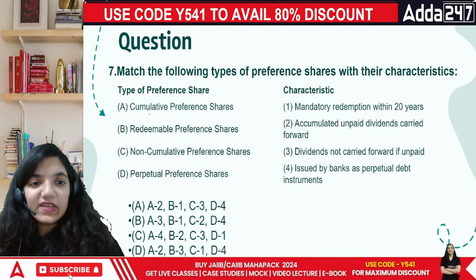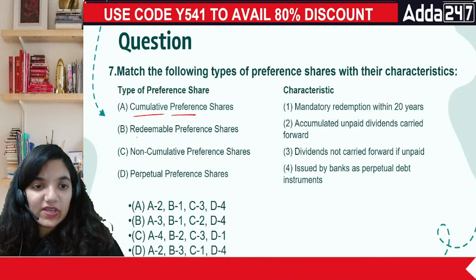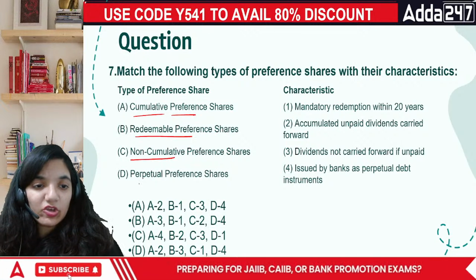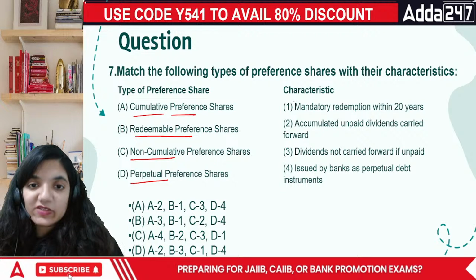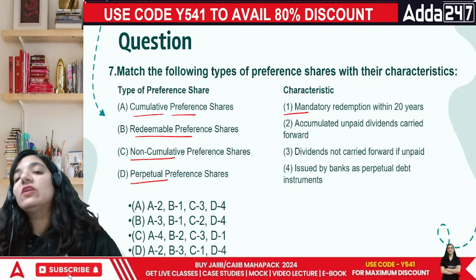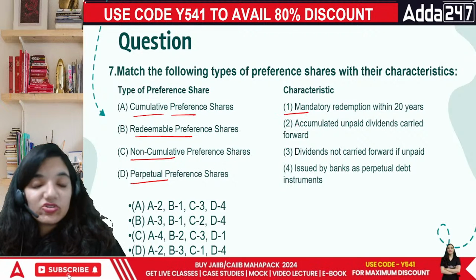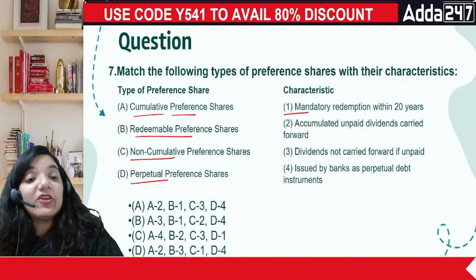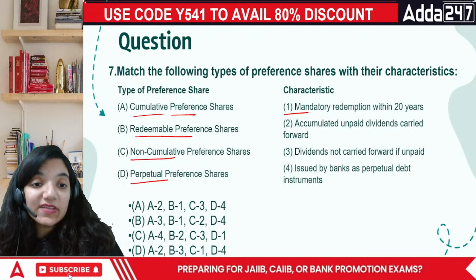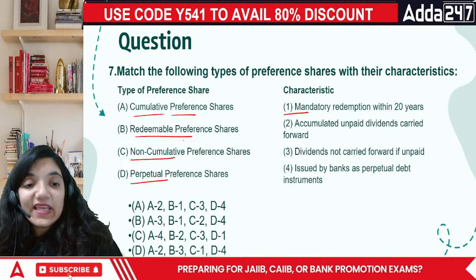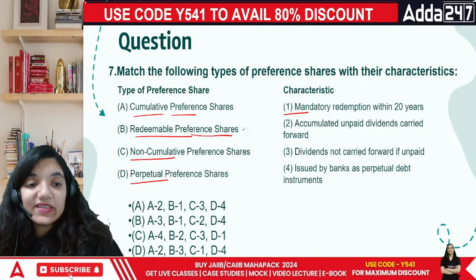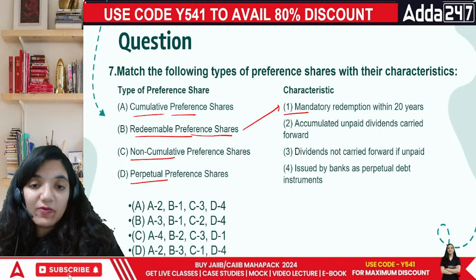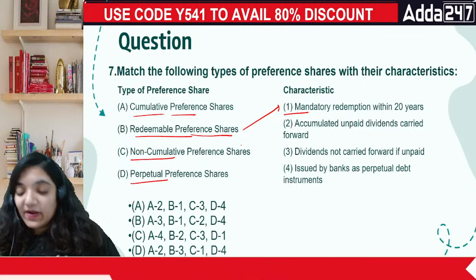Now, in this case, they have talked about cumulative preference shares, redeemable preference shares, non-cumulative and perpetual. Next part is mandatory redemption within 20 years. It is true that the preference shares have to be paid off within a maximum of 20 years. So these are basically redeemable preference shares. So B should be 1 in this case.